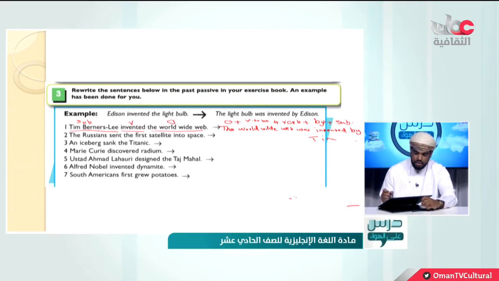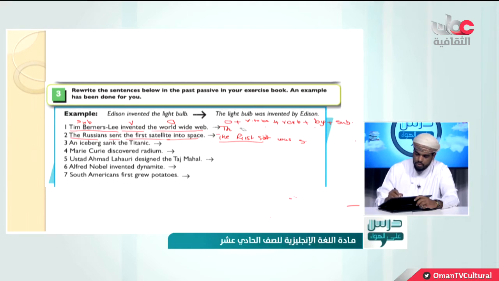All right. Let's do the second one. The Russians, subject, sent, verb, the first satellite into space, object. All right. So what will I start with? The first satellite. Okay. This is one object, so I will write was. The verb sent. Alright, we are done with this one. Was sent into space.